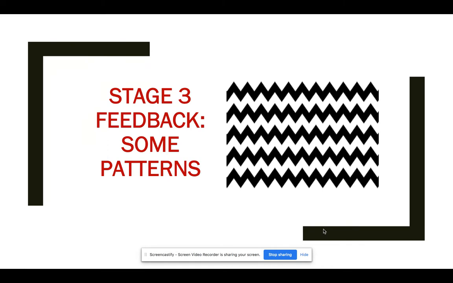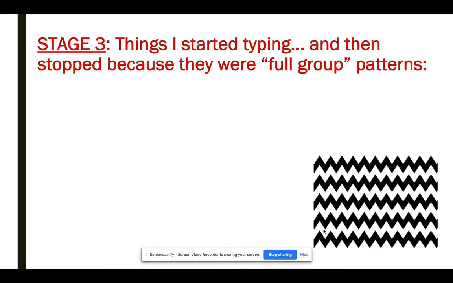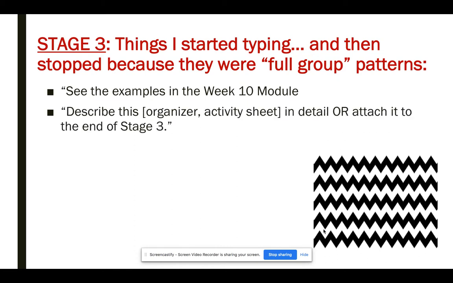Okay, so stage 3 feedback: some patterns that I found, some things that I started typing and then stopped because I concluded they were full group patterns. First of all, look at the examples in the week 10 module. I was going to say that quite a bit, and I forgot my end quote on that. A couple of times I found that you needed to describe the organizer, the activity sheet, in detail, or attach it to the end of stage 3. You don't have to do both.